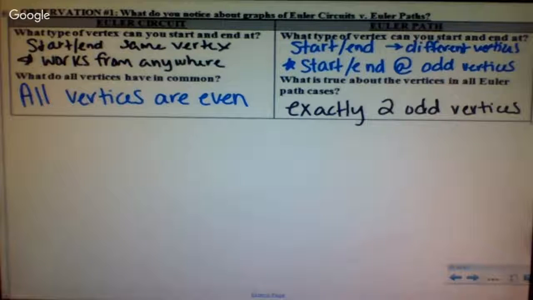When you saw me do graph number 5 and I tried to start at A, you saw it go crazy. You cannot do it. That's when Andy said, no, you gotta start at C. You must start and end at your odd vertices.